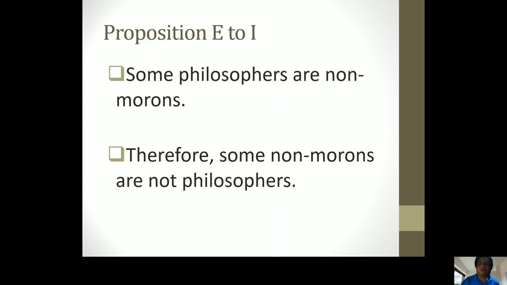Okay, next, proposition E to I, meaning universal negative to particular affirmative. So we say, some philosophers are non-morons. Therefore, some non-morons are not philosophers. So you change it, remain the philosopher here. Again, I think this is not proposition E. This is proposition I, to I or to O. Some non-morons are not philosophers. Okay.